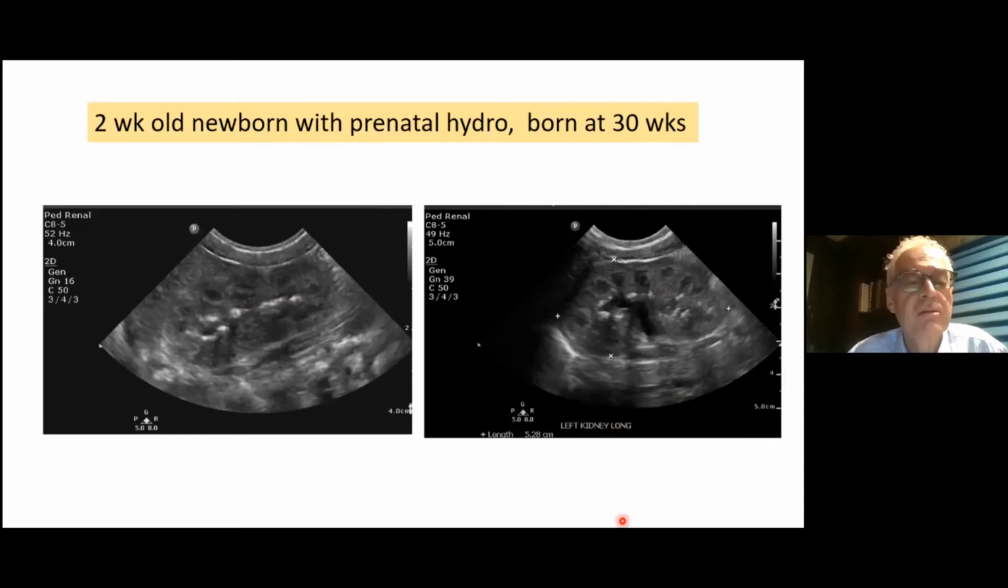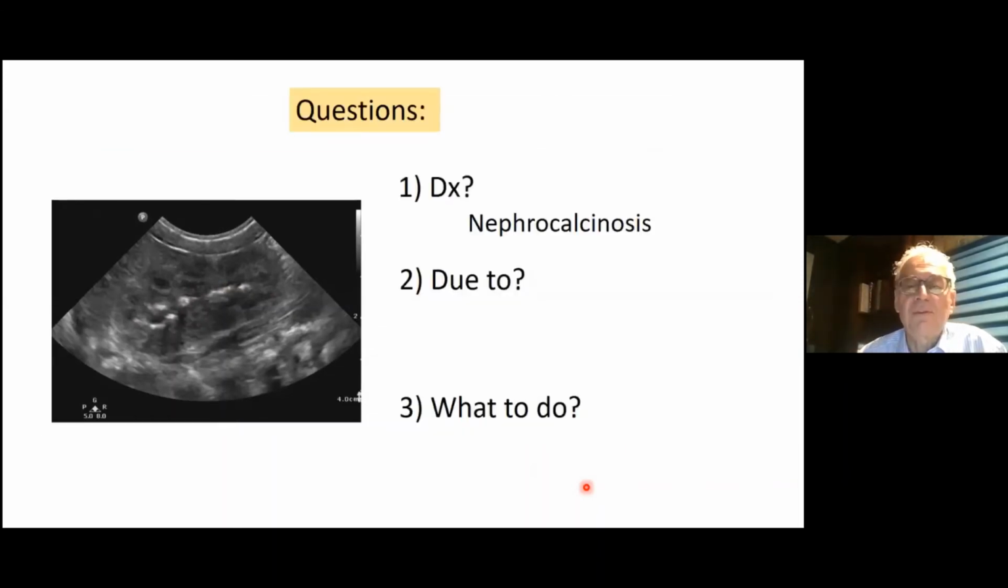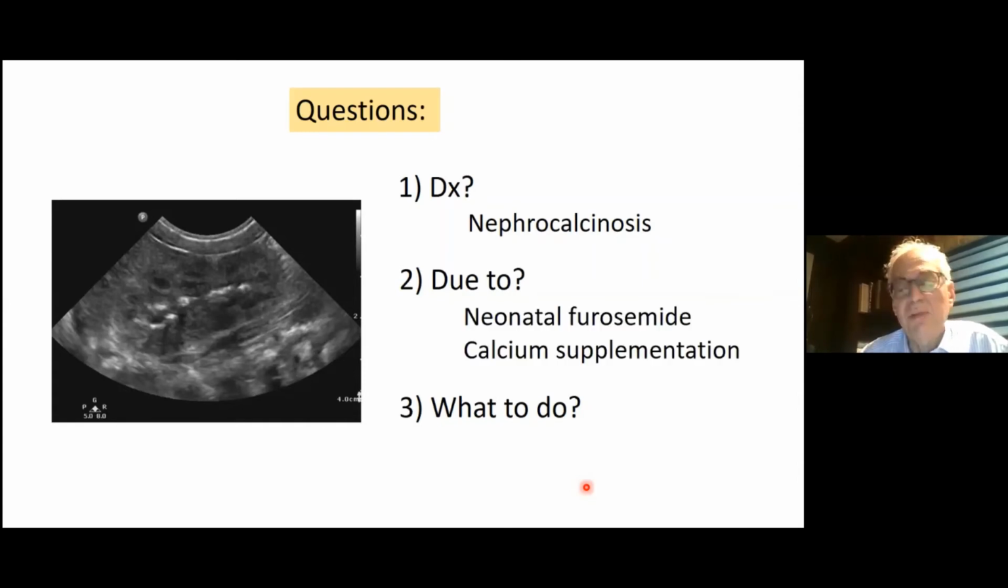Anyone want to guess? So this is early nephrocalcinosis. We used to see this a ton, but our neonatologists have gotten a lot better now. This is usually associated, okay, I gave you the diagnosis already, due to, what's it caused by? Premature babies with bronchopulmonary dysplasia. They're usually put on furosemide. They get a lot of calcium supplementation, and they get an early nephrocalcinosis. What you do is you switch them to thiazides, or usually when they're older, you can take them off.